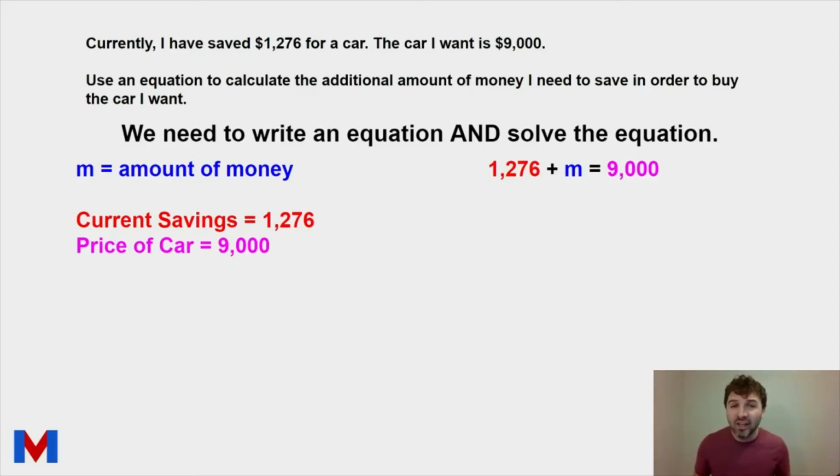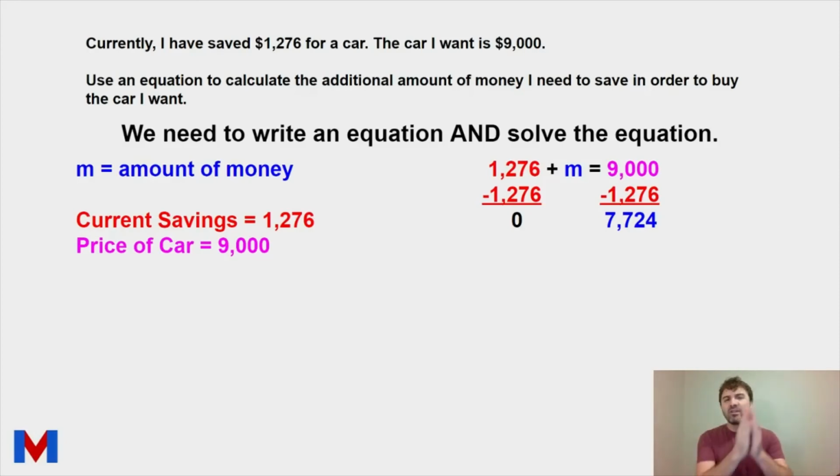I need to get rid of that 1,276. So I'm going to subtract it. Make it go away. Opposite or inverse of plus is subtract. I want that 1,276 to be 0 because I want 0 plus M, because anything plus 0 is itself. Okay? So I have 0 on the left side from the subtraction there, and I have 9,000 minus 1,276, which equals $7,724.